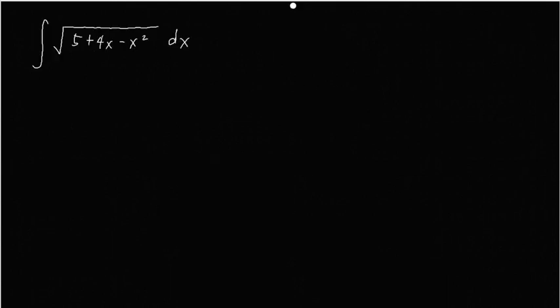For our last problem, we have the integral of 5 plus 4x minus x squared under the square root dx. So in order for us to use trigonometric substitution, you must consider 5 plus 4x minus x squared by completing the square. Because of the presence of 4x here, we have 5 minus the quantity x squared minus 4x. And this term should be simplified by completing the square.